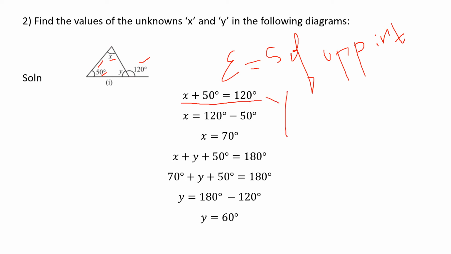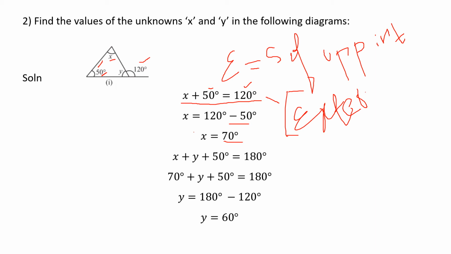Here what you are applying? Here we are applying exterior angle property. Okay. Next one. Now 50 degree and 120 are the constants. X is a variable term. So bring all the constant term to the one side. So x is equal to 120 degree. Bring this plus 50 to the right hand side. It becomes minus 50. Now 120 degree minus 50 degree, you are getting 70 degree. X is equal to 70 degree.